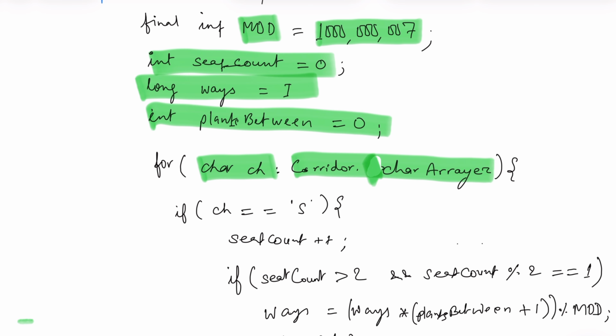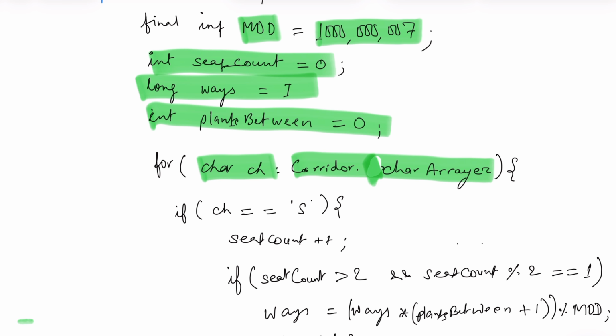Now once the seat count is greater than or equal to 2, and you find that this is a pair of 2, in that case you will increase the plants between them, plus plus. So you are getting the 2 seats continuously, and then you define the plants between them. So you are resetting this again. You have to find the number of plants as well, so that you can find the multiple choices, because the choices are independent between the pairs.